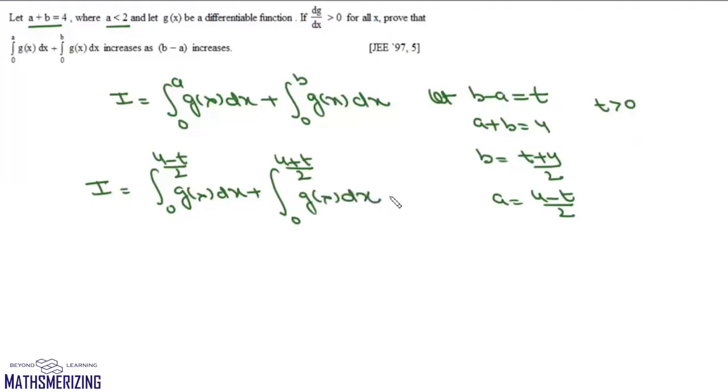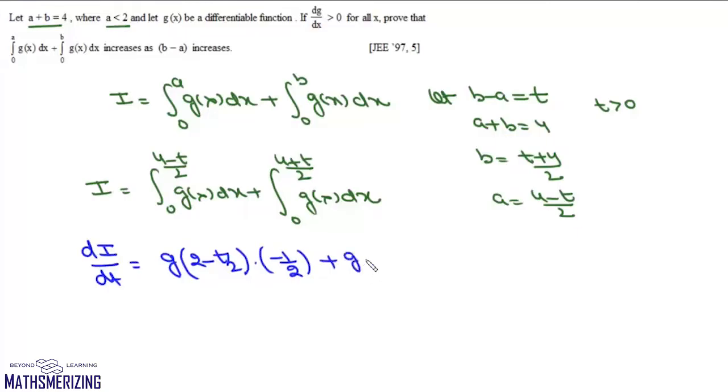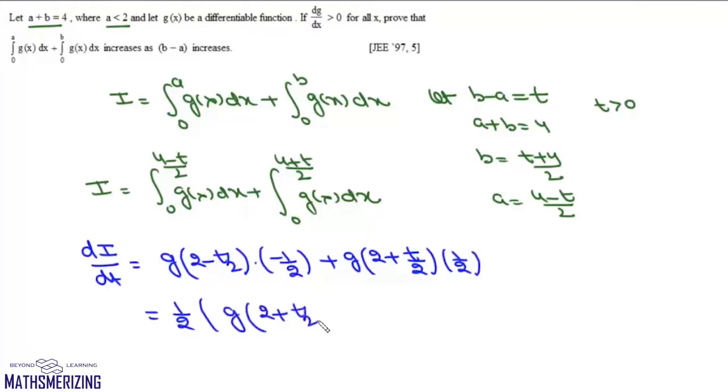Now we differentiate this integral with respect to t, we can write dI by dt as g of 4 minus t by 2 into minus 1 by 2 and plus g of 4 plus t by 2 into plus 1 by 2. Now we'll take 1 by 2 common. We can write this as 1 by 2 into g of 4 plus t by 2 minus g of 4 minus t by 2.